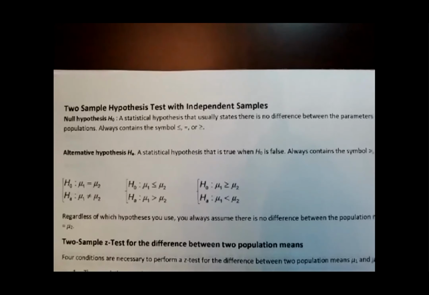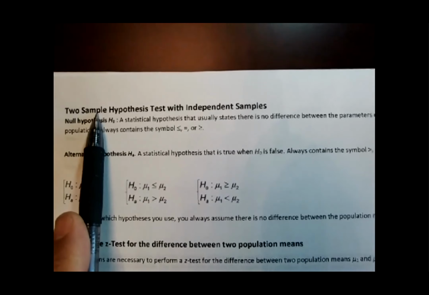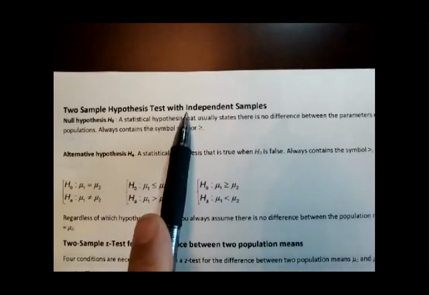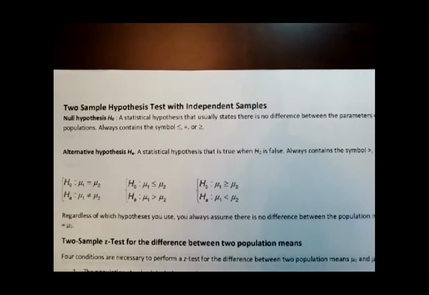Here's how we're gonna begin. We're gonna begin with performing two samples. So it's not one sample anymore. Hypothesis test with independent samples, guys. So not dependent, independent samples. To perform a hypothesis test, just like we did in the previous chapter, there are 5 steps.